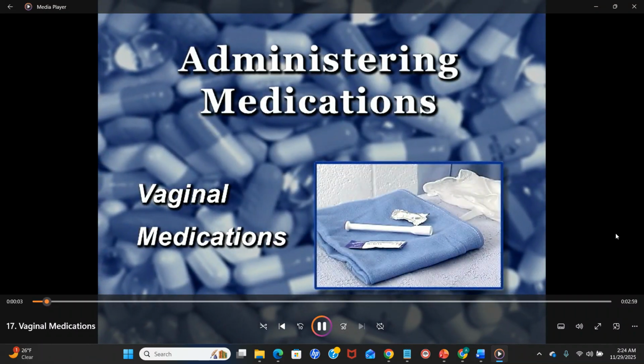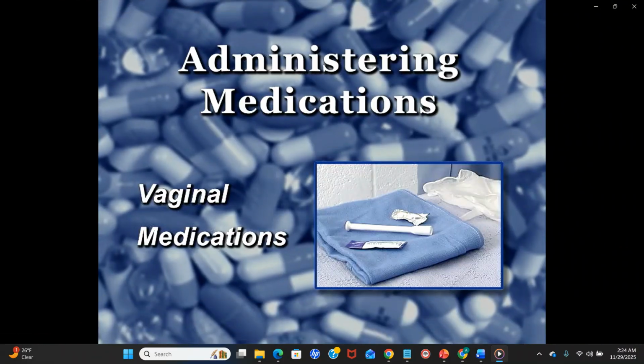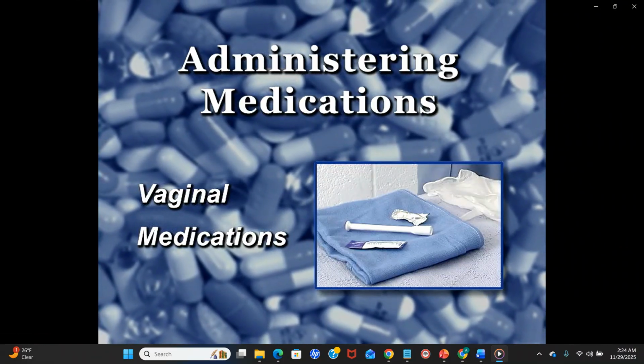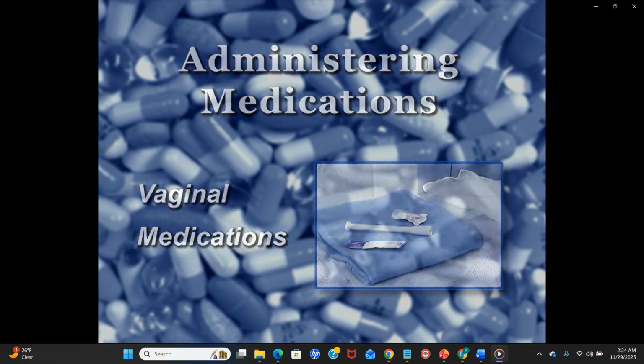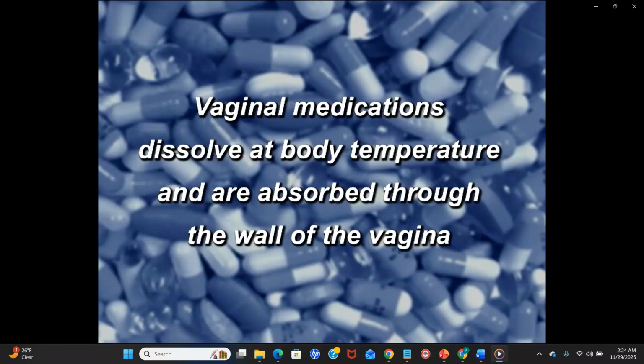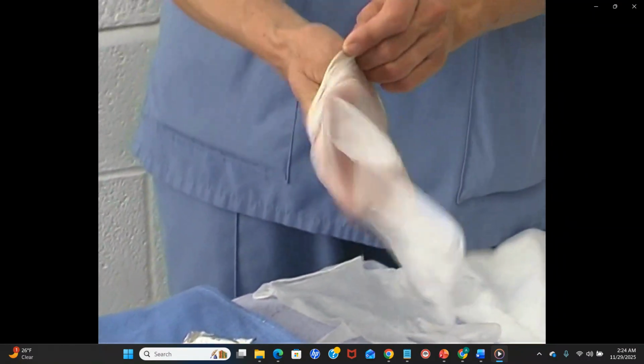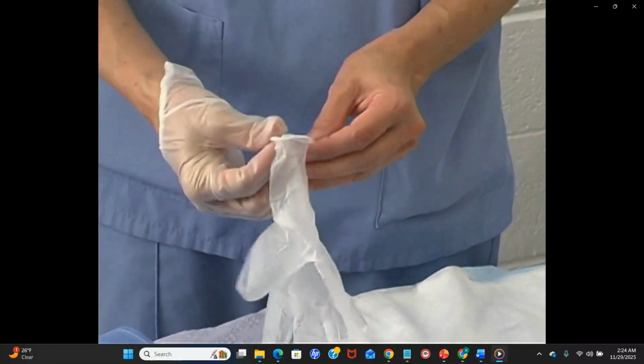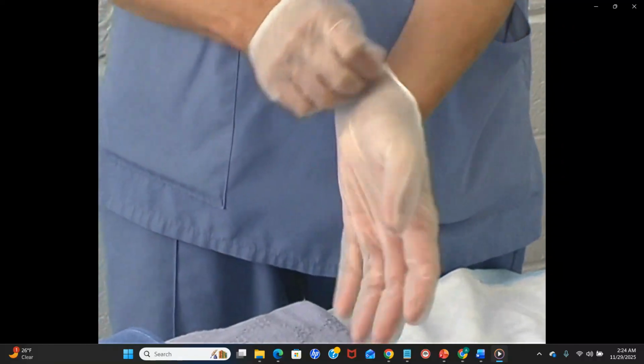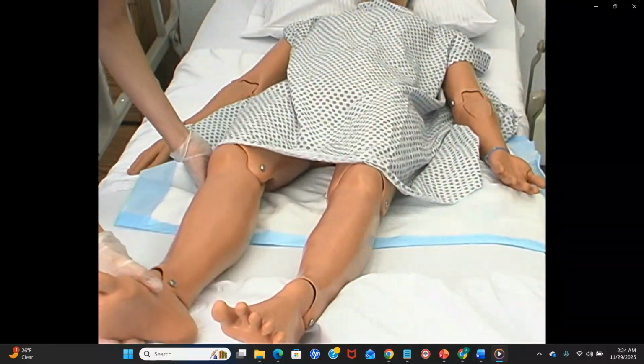Vaginal medications come in several forms, including creams, tablets, and suppositories. These medications dissolve at body temperature and are absorbed through the wall of the vagina. Check the MAR to determine which medication is to be given. Because you may come in contact with vaginal secretions, always put on clean gloves before administering vaginal medications.